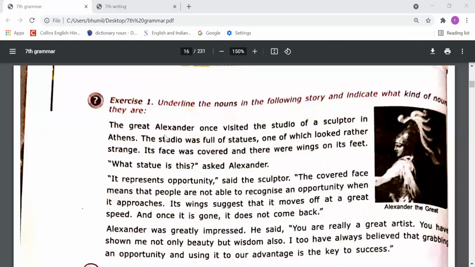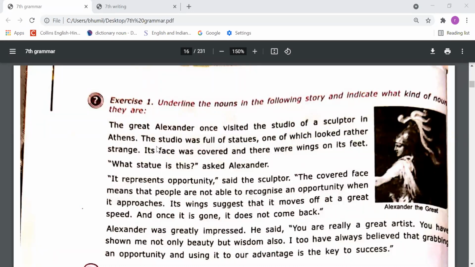Next, we need to understand the type. Alexander, that's a name, that's a proper noun. Studio can be anything, any studio it can be, so that's a common noun. And sculptor, that's also common. And Athens, that's a capital, so we can understand that it is a proper name.